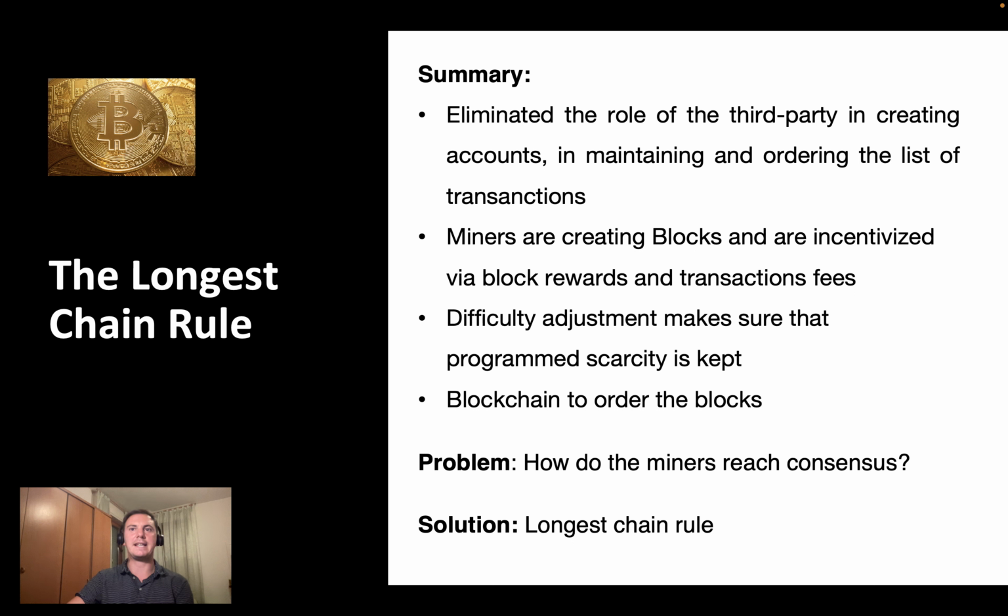Furthermore, we have set up a blockchain to order the blocks. But there is still a chance that blocks are created by different miners at the same time due to the random process of hashing. If a bookkeeper receives two valid blocks from two different miners and they both reference the hash of the previous block, how does the bookkeeper know which one to use and which one to throw away? How does the network come to consensus about which block to use?